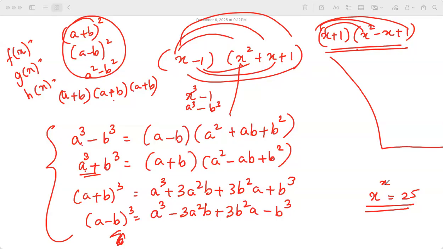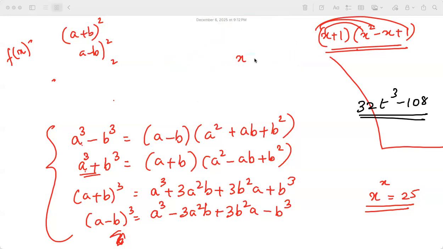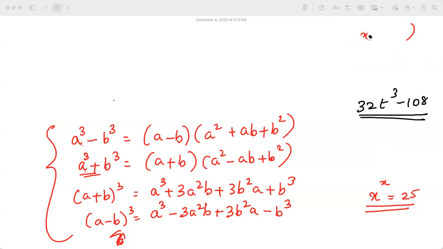Okay, now how about this? Having said this, I don't want to erase these. Will you be able to do this? 32t cube minus 108. Would you be able to do this problem? I didn't want to erase this. There was a reason for me not to erase. Would you be able to do the problem written in black ink? That's the problem given. You see the t cube, it's a cube, but 32 is not a cube. So what can you do?